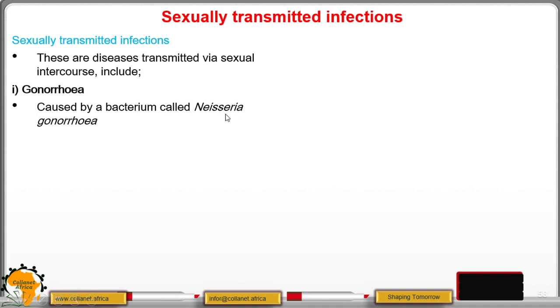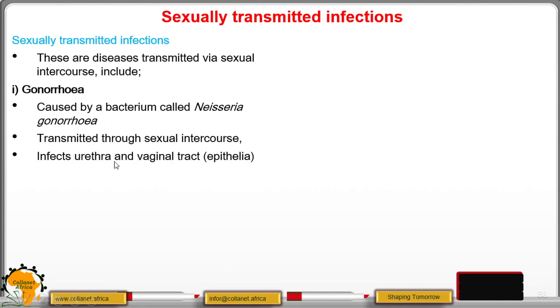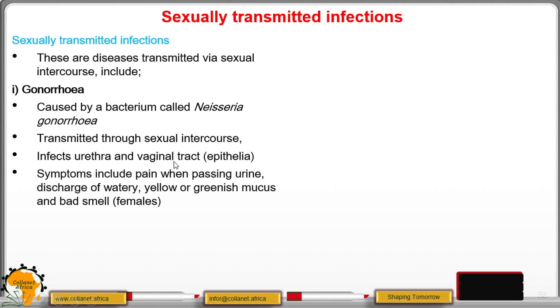Look at the spelling. Again, this is a scientific name. The genus begins with a capital letter, and you see it is written in italics because it is typed work. For those taking short notes, underline the two names, this genus and species name separately. Transmitted through sexual intercourse, and it affects the urethra and vaginal tract.